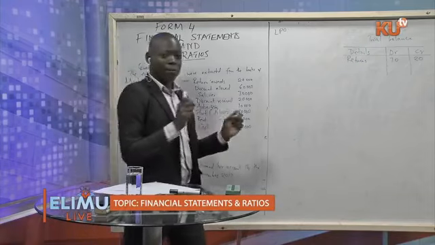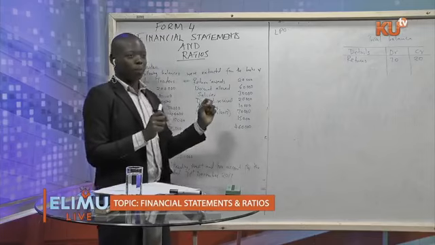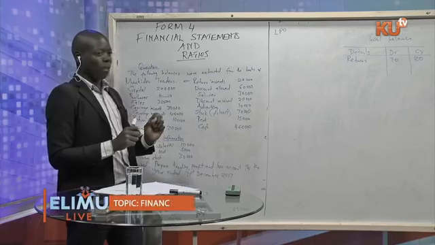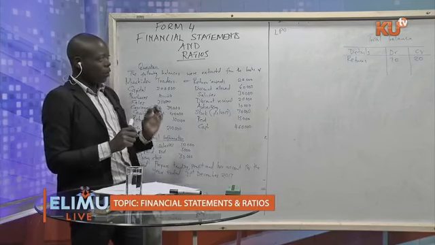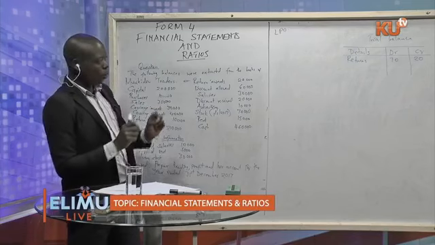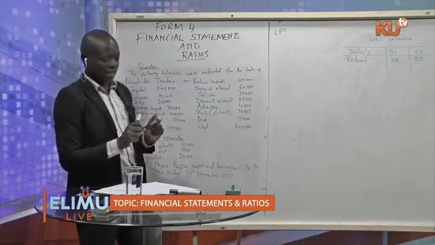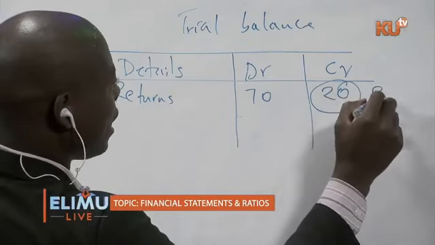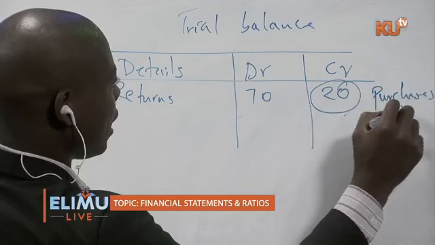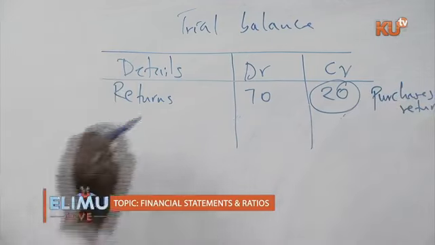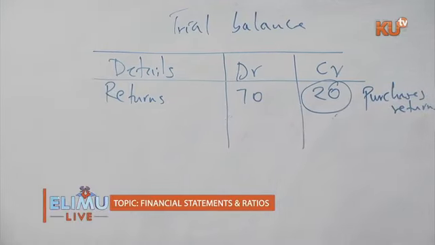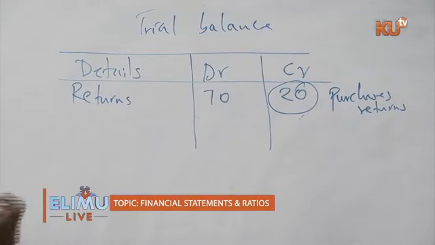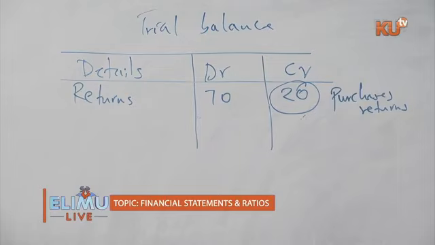Purchases returns have an effect on stock. How do they affect stock? They reduce the value of stock. And if they reduce the value of stock, then we say stock as an asset, when it reduces, we credit. Therefore, this balance here is what we call purchases returns. Purchases returns are credited in the trial balance. They have a credit balance, and sales returns have a debit balance.